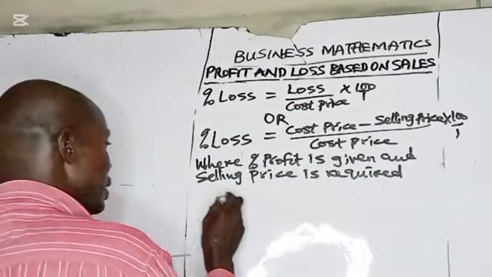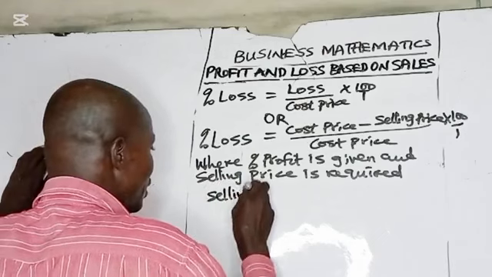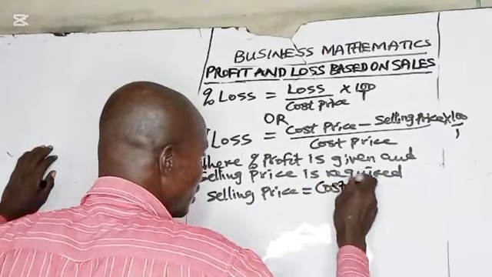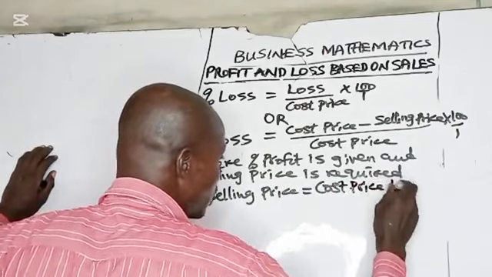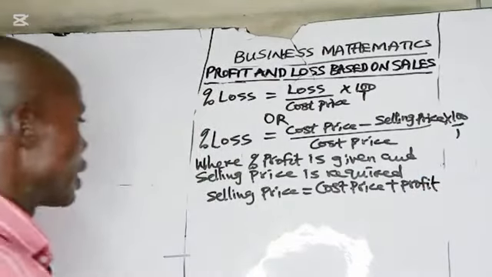Remember, selling price equals cost price plus profit. The cost price plus profit will give you the selling price.